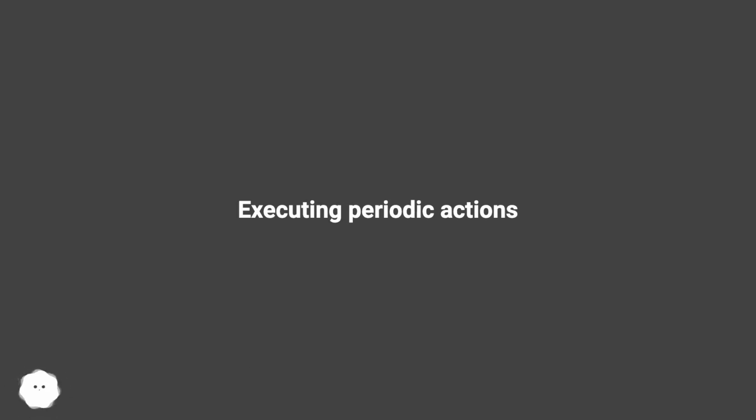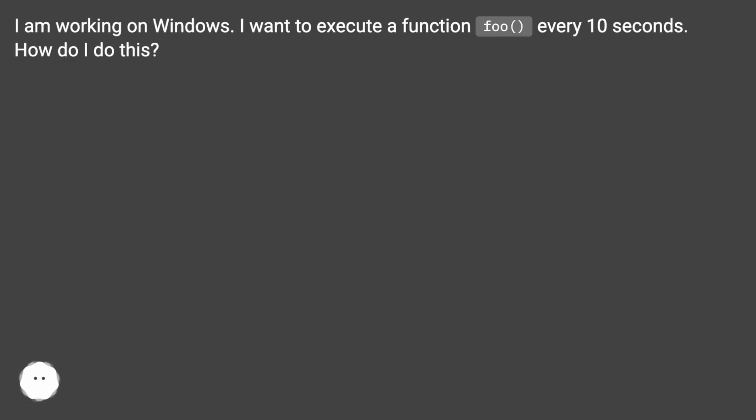Executing periodic actions. I am working on Windows. I want to execute a function foo every 10 seconds. How do I do this?